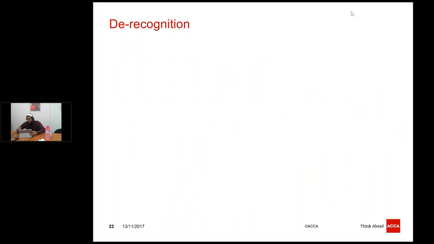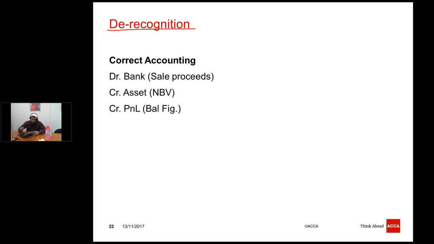So now let's discuss the rules for derecognition, how the asset should be derecognized from the financial statements. First, let's discuss the correct entry for derecognition. The entry is bank debit by the amount of the sale proceeds that we have received to sell an asset. Asset is credited by its carrying amount or the net book value, and P&L is the balancing figure, which can be debit or credit, both. So bank debit by the sale proceeds, asset credit by the net book value, and the balancing figure is the gain or loss on disposal.